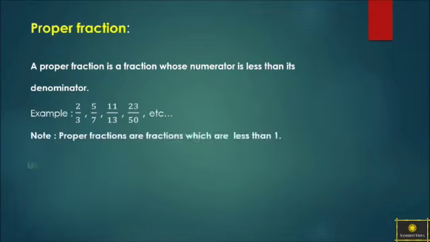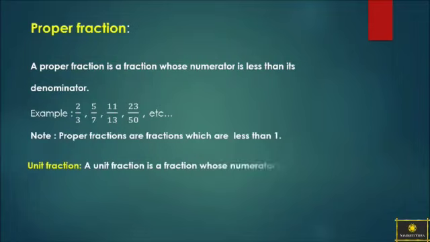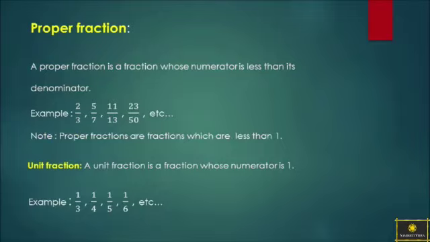Let's learn what a unit fraction is. A unit fraction is a fraction whose numerator is 1. For example, 1 divided by 3, 1 divided by 4, 1 divided by 5, 1 divided by 6. All these are unit fractions.